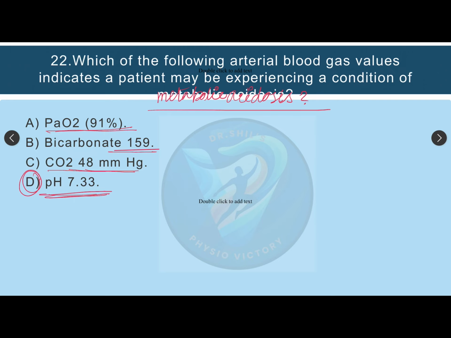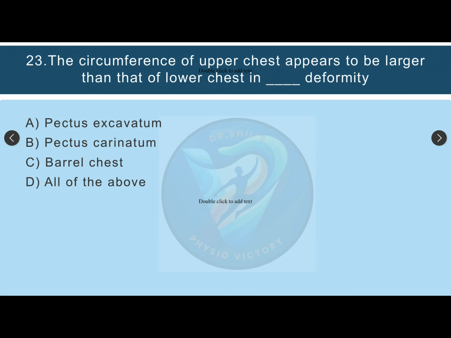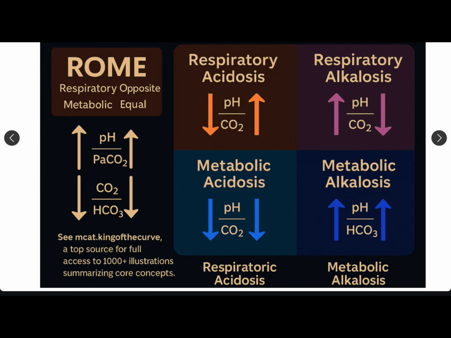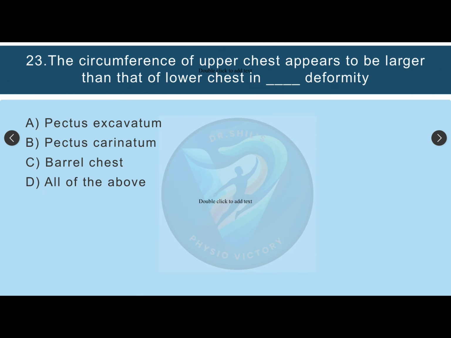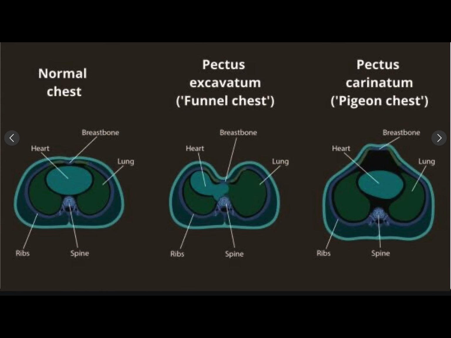I have made a separate video for metabolic acidosis, or you can take an image of this. Next question, question number 23. The circumference of upper chest appears to be larger than that of lower chest in dash deformity. Option A, pectus excavatum, option B, pectus carinatum, option C, barrel chest, and option D, all of the above. Here the clear answer is option C, barrel chest. I have discussed this question many times. This is the image.